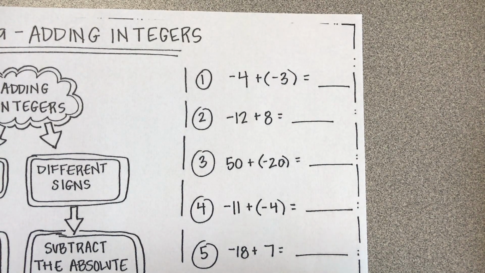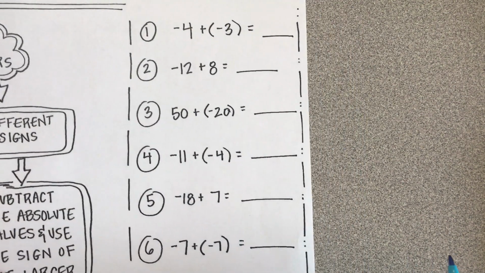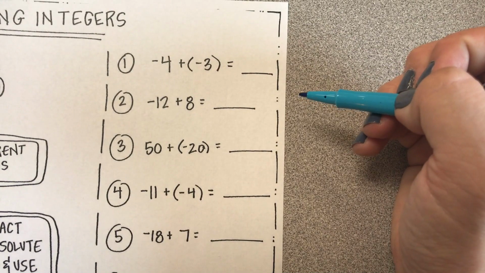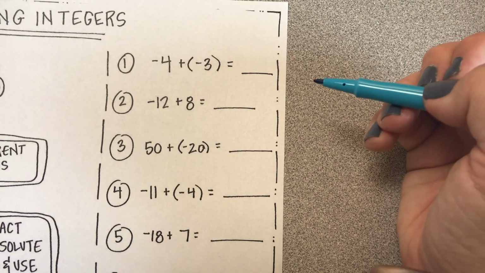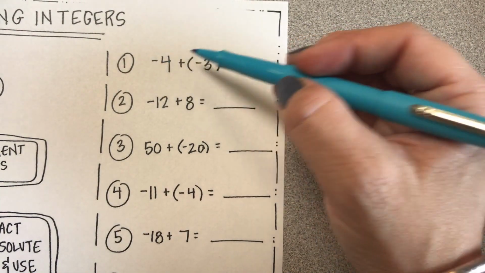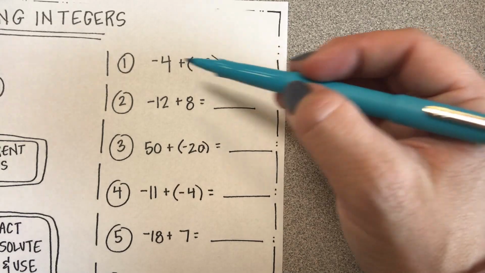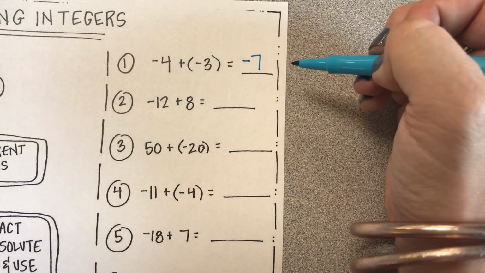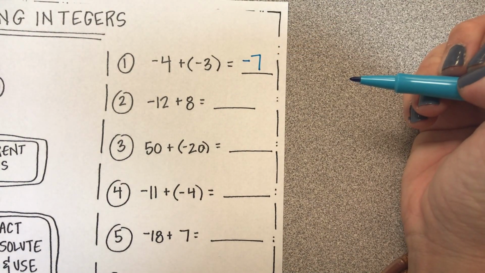Let's talk about some of these examples. Look at example number 1. Are these the same sign or different signs? They're the same, right? You have 4 negatives, and I'm like, hey, here's 3 more negatives. So altogether, you have 7 negatives. I added them together, and I kept the negative sign.